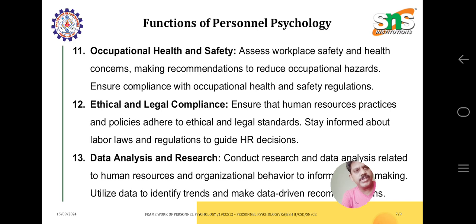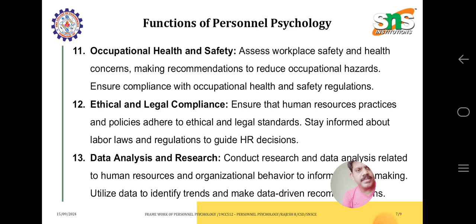The 11th point is occupational health and safety. It is a concern of every personnel psychologist at the workplace. They reduce occupational hazards and create recommendation systems with safety regulations to ensure compliance and occupational well-being. Also, ethical and legal compliance. HR practices and policies have to adhere to certain ethical and legal standards. That is also part of personnel psychology, guiding HR to take decisions by following the various labor laws and regulations.